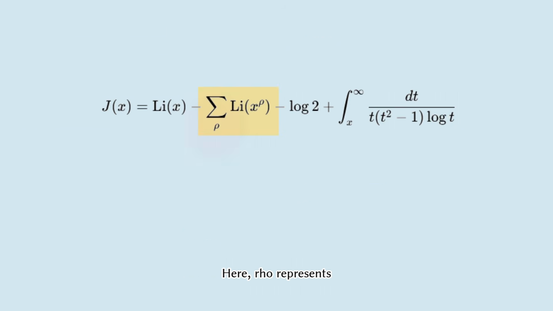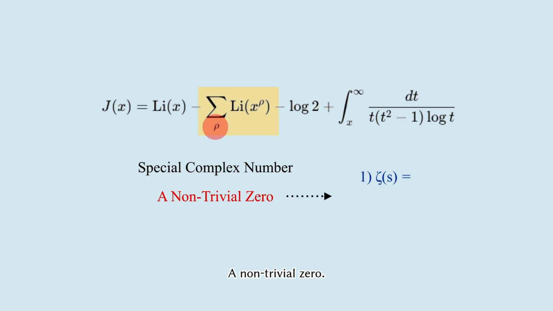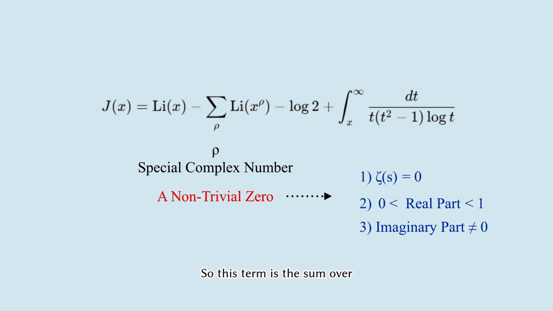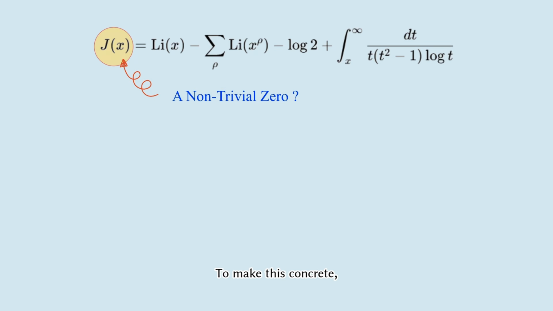Here, rho represents a special kind of complex number, a non-trivial zero. So this term is the sum over non-trivial zeros. Then, what does a non-trivial zero actually do? To make this concrete, let's actually calculate J(x).